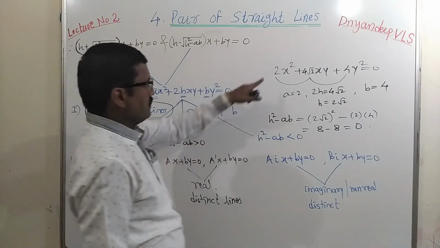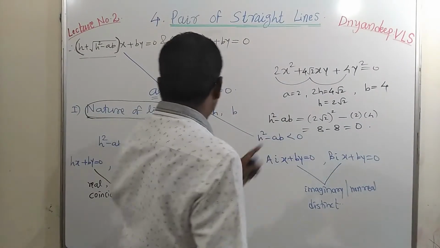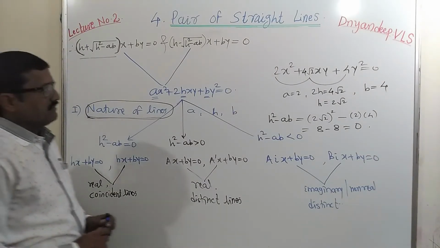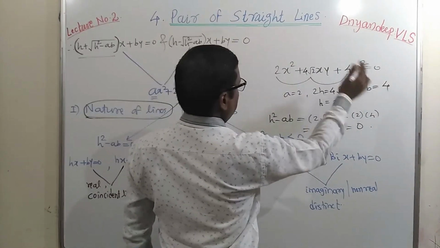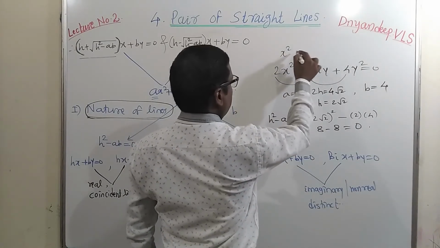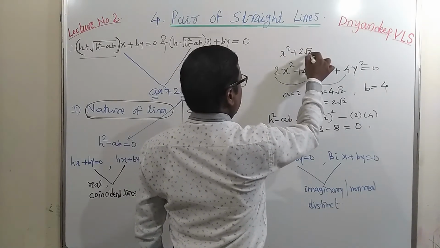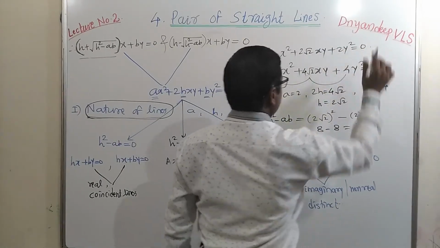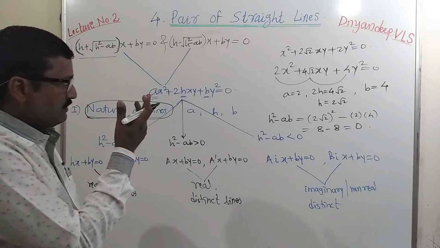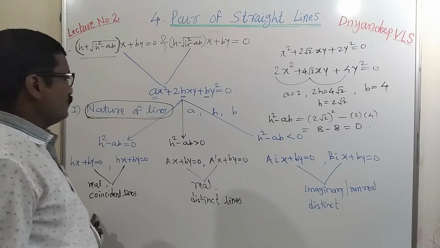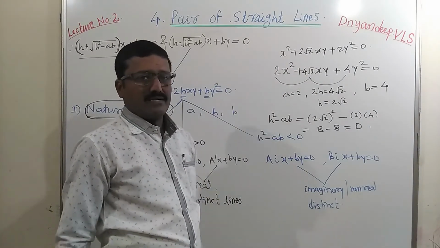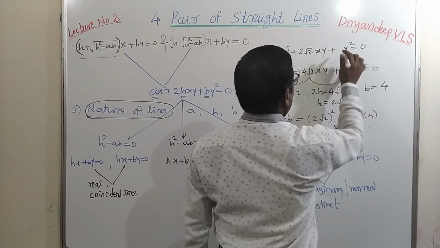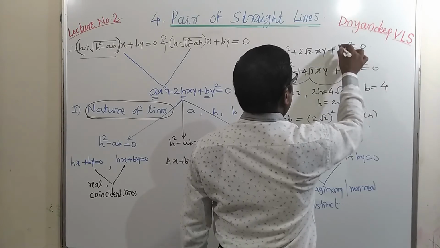So this equation represents, as h square minus ab equal to 0, two coincident lines. We can simplify this equation by cancelling 2. We get x square plus 2 root 2 xy plus 2y square equal to 0. And whenever the lines are real and coincident, we can easily write the factors of this term, because this 2 is nothing but root 2 bracket square.